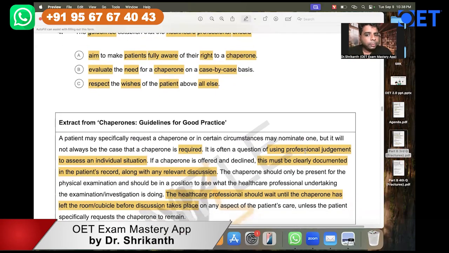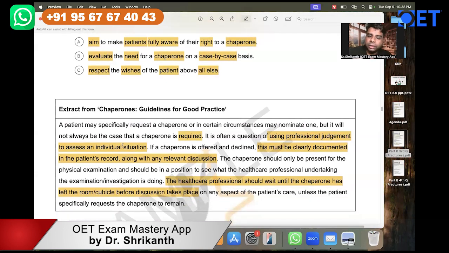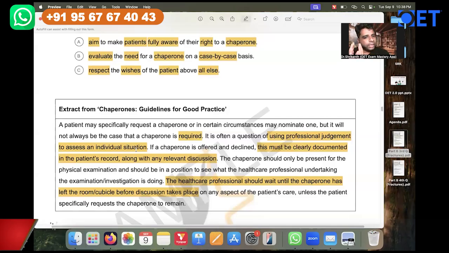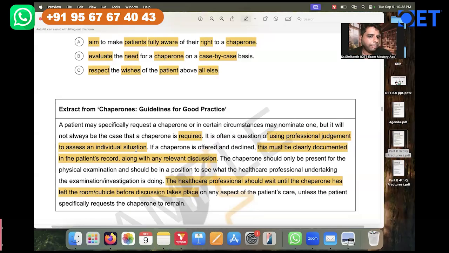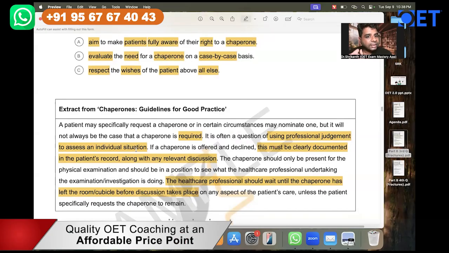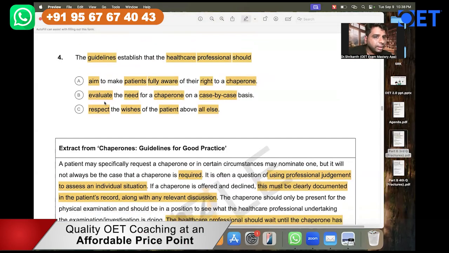And how should they take the decision? By using their professional judgment. They have to use their medical experience and they have to use their judgment to assess an individual situation. That is, they have to take one individual patient, they have to assess the patient, and they have to truly check, okay, this patient is very serious, this patient is very ill, so therefore this patient definitely needs a chaperone. Right. So like that, the decision needs to be made by the healthcare professional.